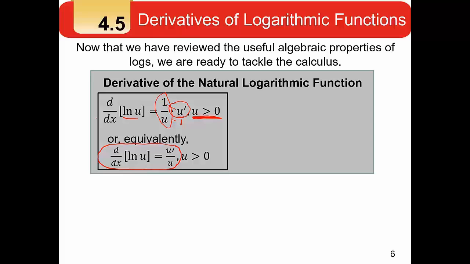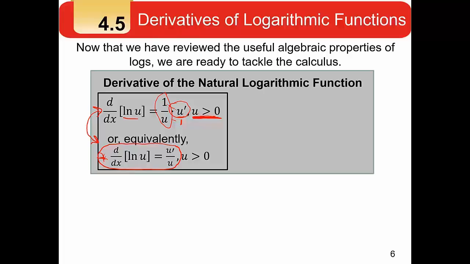Both formulations are the same, and if you prefer one over the other, go for whichever one makes the most sense to you. But this is the one that I use most of the time. The exception is if u is really complicated, sometimes I'll write it the first way. But as long as u and the derivative of u are fairly simple, u prime over u is the way I like to think of this.